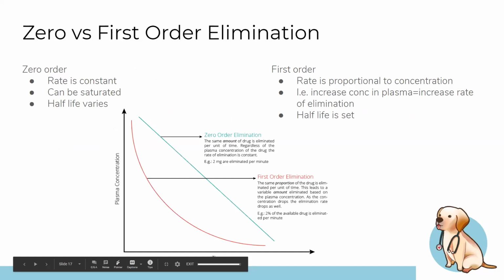So we have two different orders of elimination: zero order and first order. In zero order, this green line here, the rate of elimination is constant. So the half-life varies depending on how much drug you have. For first order, the rate of elimination is proportional to the concentration. So this one has a set half-life. That's the main difference: half-life varies for zero order, and for first order, the half-life is set. This is important to know, so make sure you take note of it.